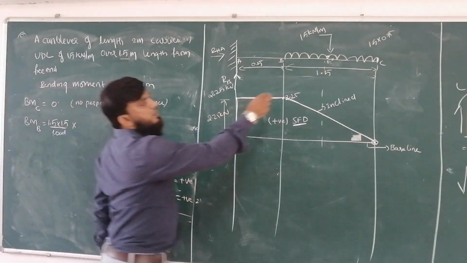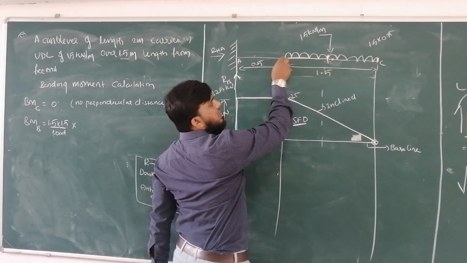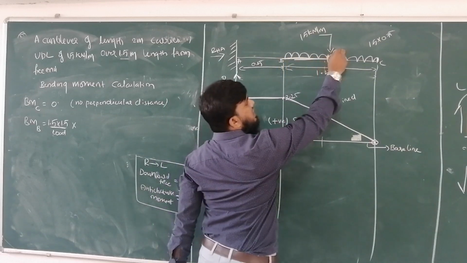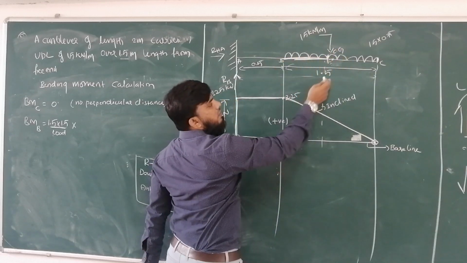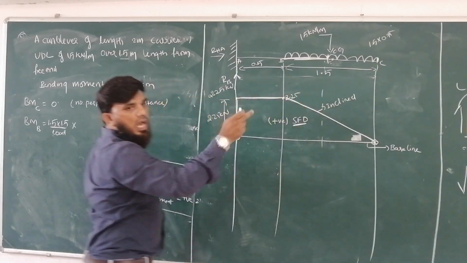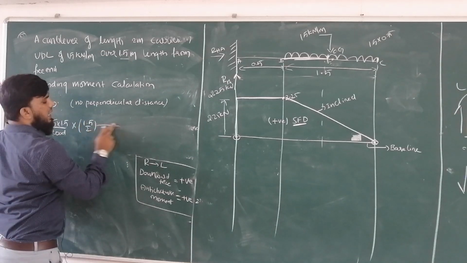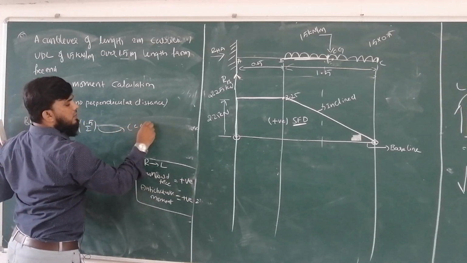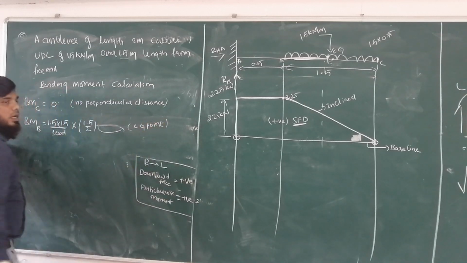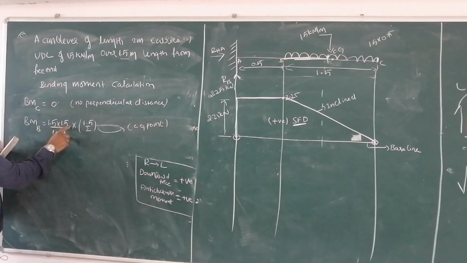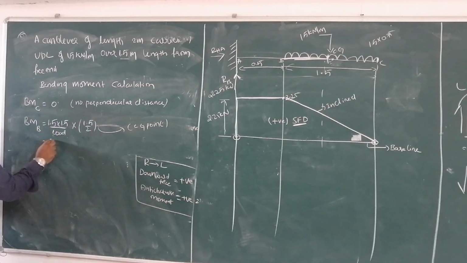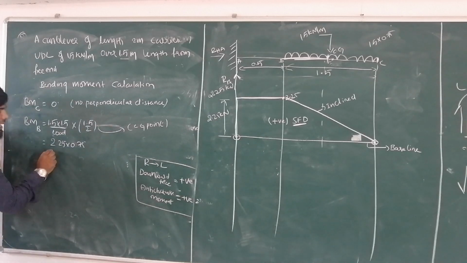So from that CG to this distance, obviously it is half the section. We write that as 1.5 by 2. You can write it in brackets like this, the CG point. So that is 1.5 into 1.5 divided by 2. What will be the value you will be getting? This value is 2.25 into 0.75. What is the value you are getting? 1.6. You will get the values.